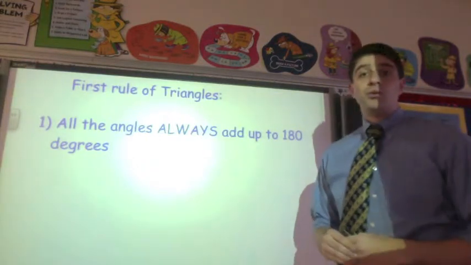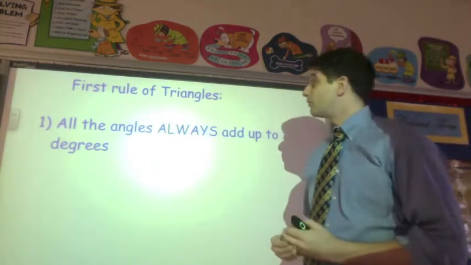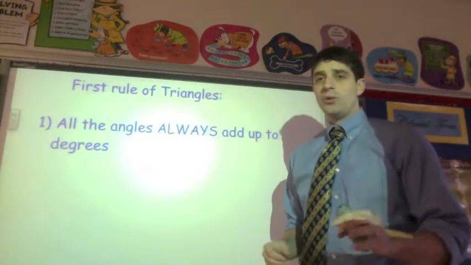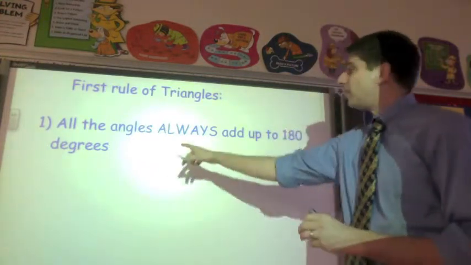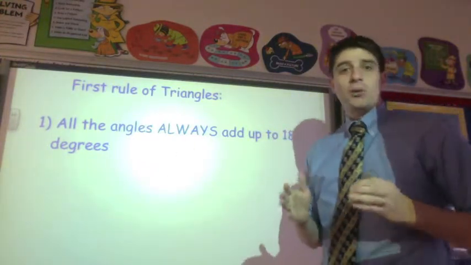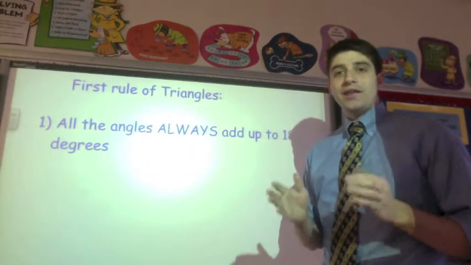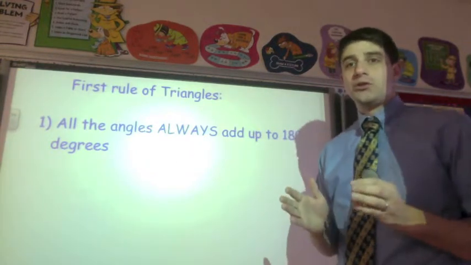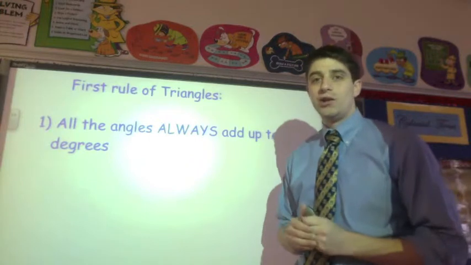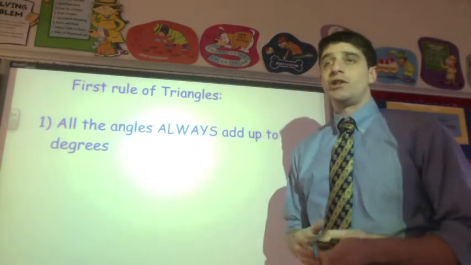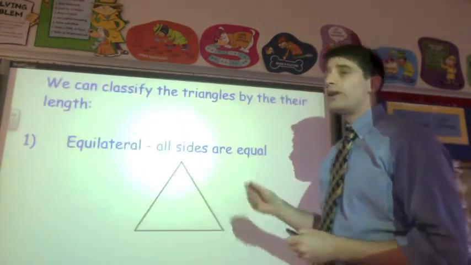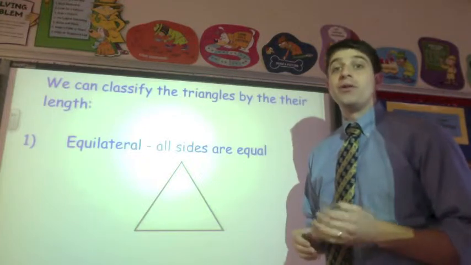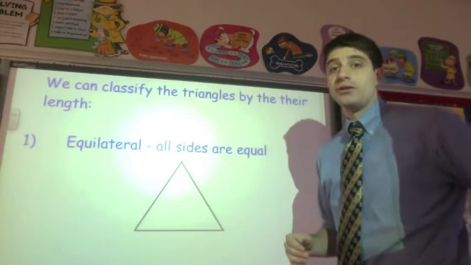Now, we have a couple rules of triangles. Actually, only one. And no, not that it's three sides, but that all angles always add up to 180 degrees. Everything in a triangle, all the measurements in a triangle have to equal 180 degrees. If it doesn't, then it's not a triangle. We can classify triangles by their lengths, by the measures of their angles.